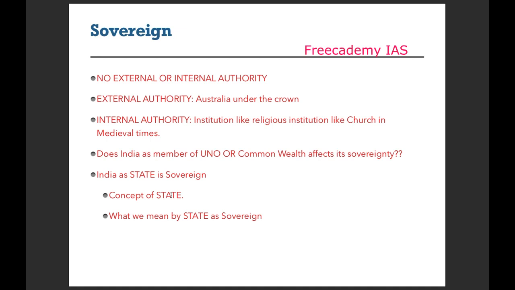So a state is basically the overall ecosystem of the government, governance and its people. It includes everything in itself. So what do we mean by a state as a sovereign? When we say India is a state, the government system of India, the governance, is in itself a sovereign. No external or internal authority can influence the manner of proceeding or the kind of business conducted by the Indian state.